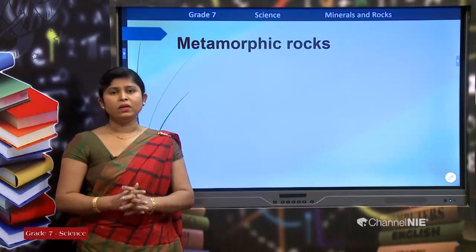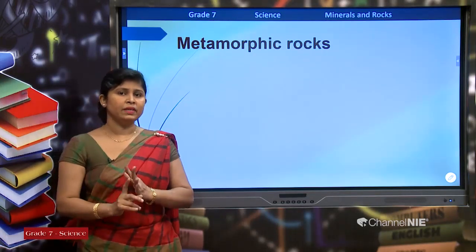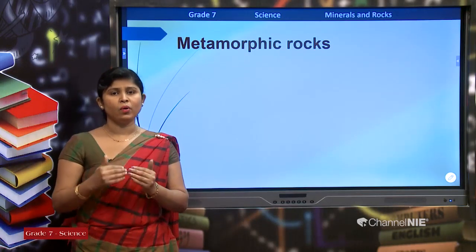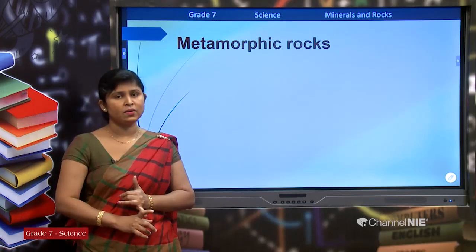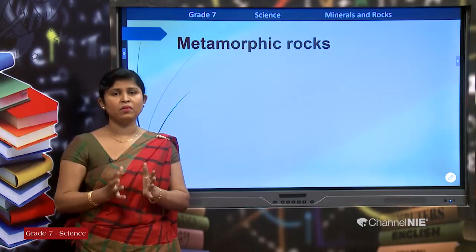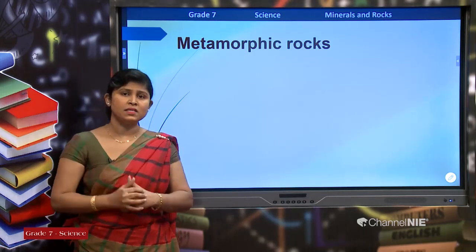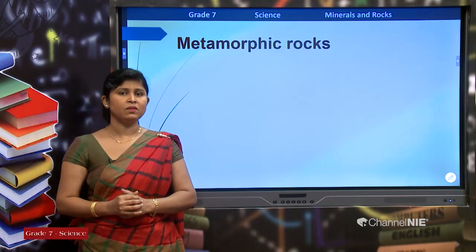Right. Now, two types of rocks were discussed. We have already learnt about two types of rocks. The first type was igneous rocks and the second type was sedimentary rocks. And the last one is metamorphic rocks, right. Read it with me, metamorphic rocks, right. The word metamorphic has come from the word metamorphism, right, because these metamorphic rocks are formed as a result of metamorphism, right. We will see.